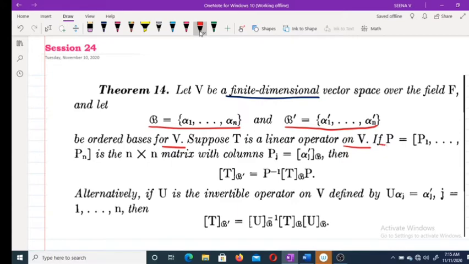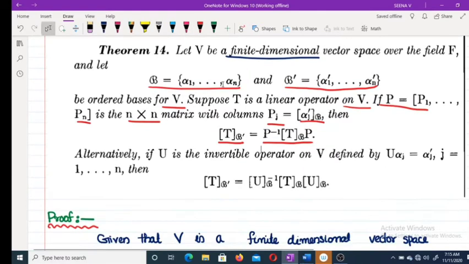If P equal to P1, etc., Pn is an n by n matrix with columns Pj equal to alpha j dash related to B, then matrix of T related to B dash equals P inverse, matrix of T related to B, into P. Okay. I will repeat the statements once again.